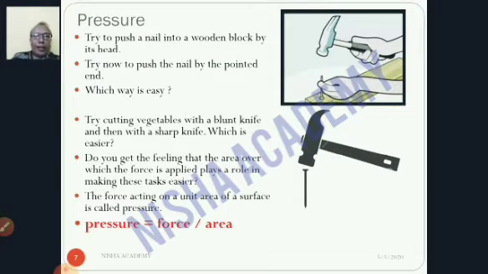In your kitchen, try to cut the vegetables with a blunt knife.